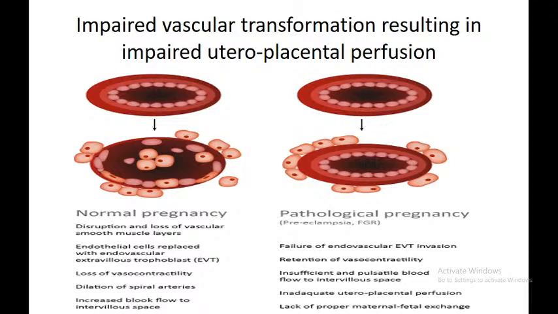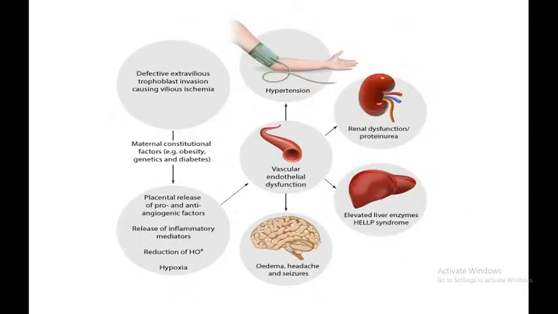So there is a failure of this remodeling mechanism in pre-eclampsia, leading to inadequate utero-placental perfusion, ultimately leading to the improper maternal and fetal exchange. So it is not only the defective extravillous trophoblast invasion causing the ischemia that we have just seen. So even the maternal constitutional factors like obesity or genetic factors or diabetes, even these factors usually play in the development of pre-eclampsia and the associated complications.